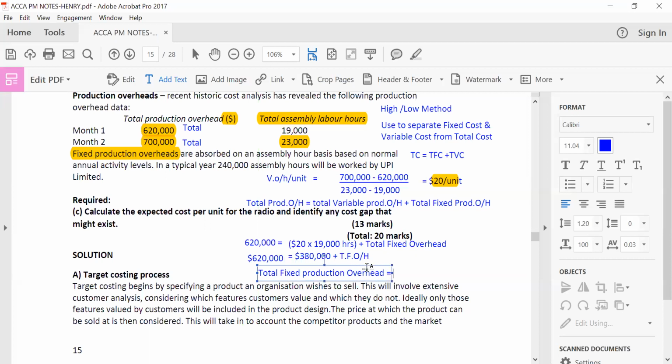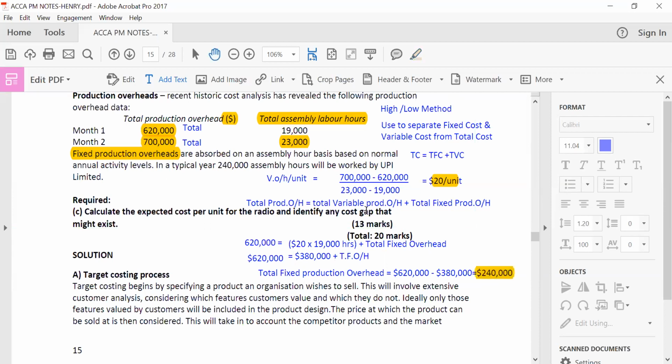is equal to the $620,000 minus $380,000, and that gives me $240,000. So every month, for the entire 12 months, the fixed production overhead is $240,000.